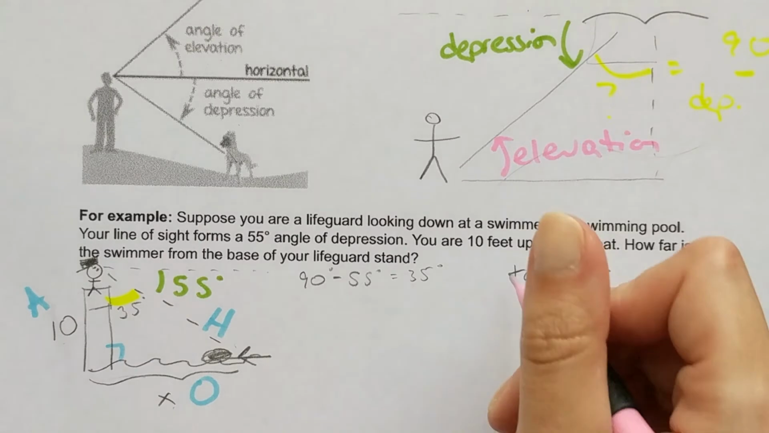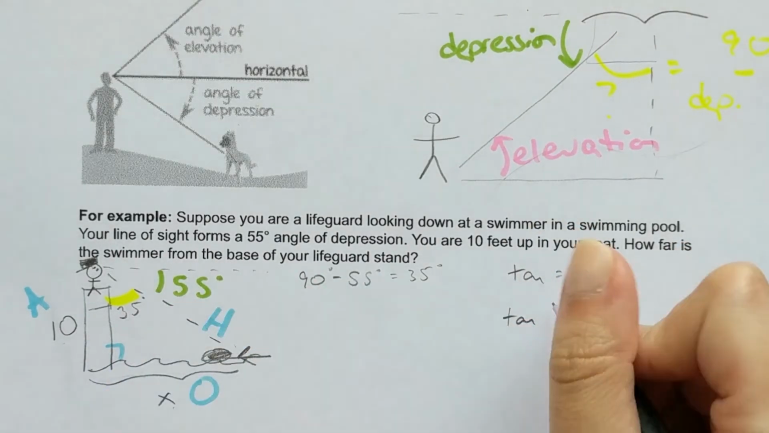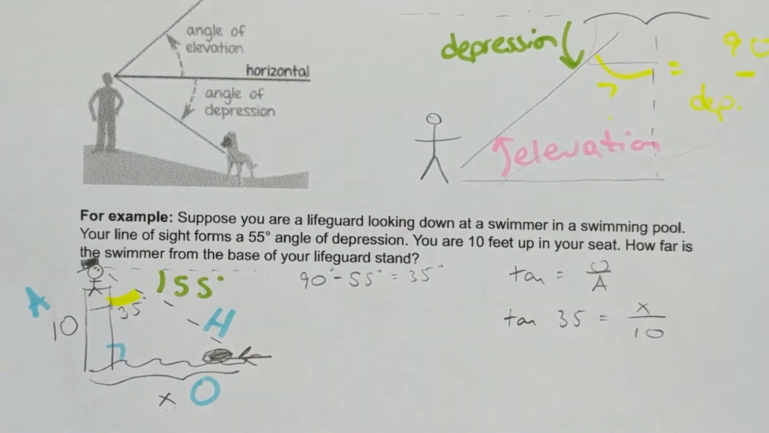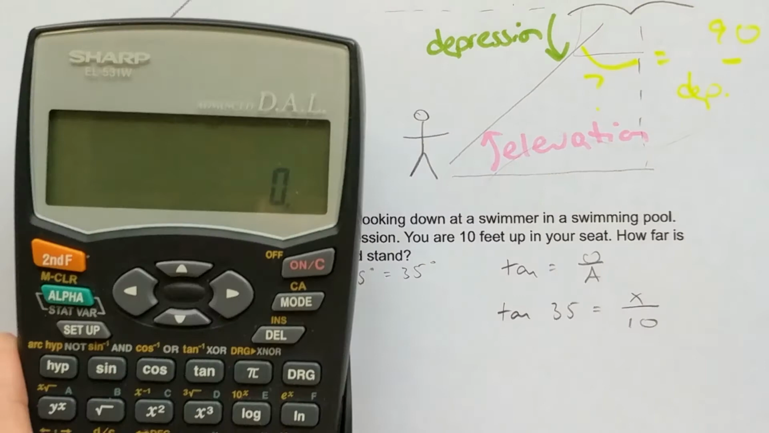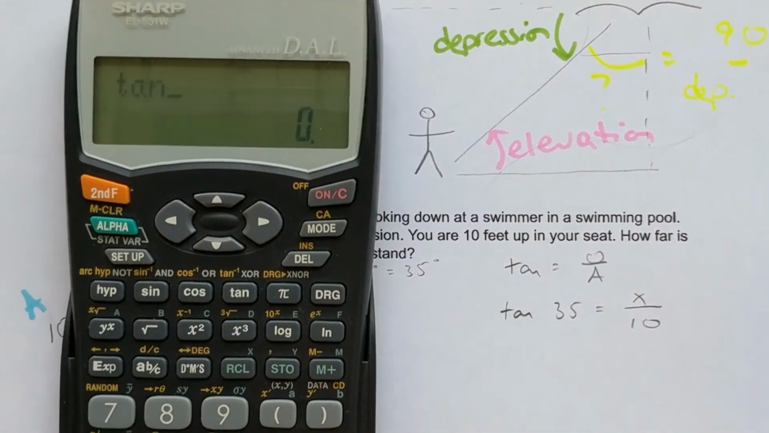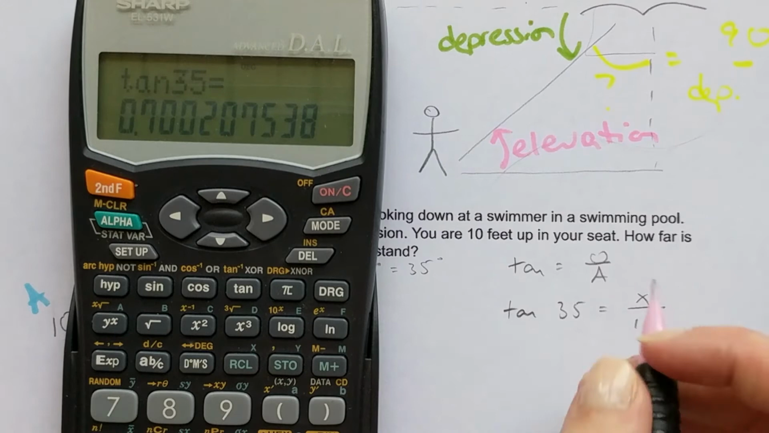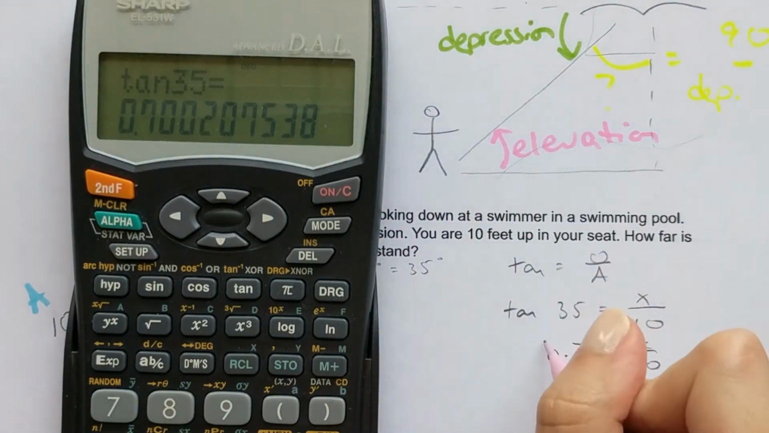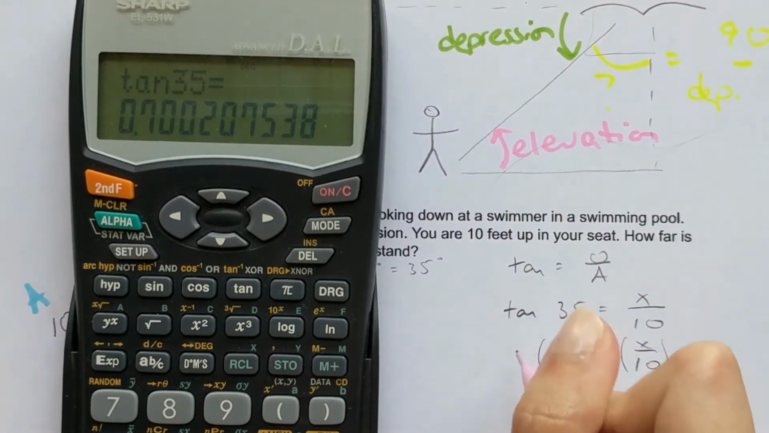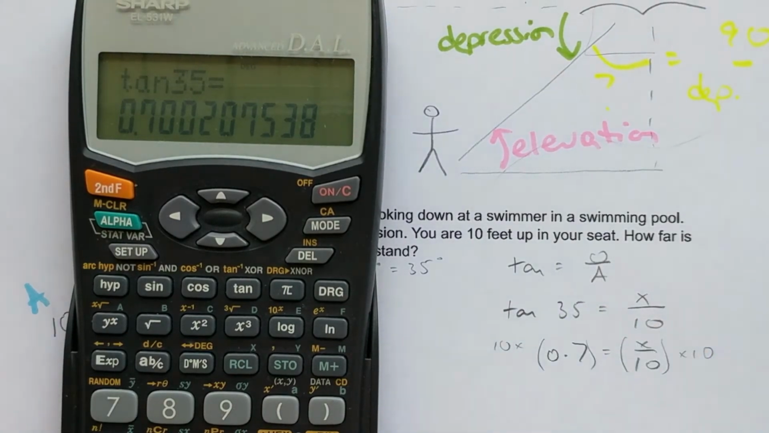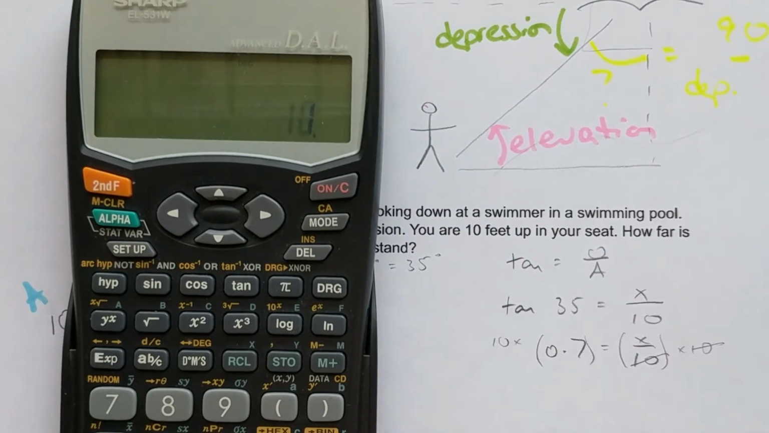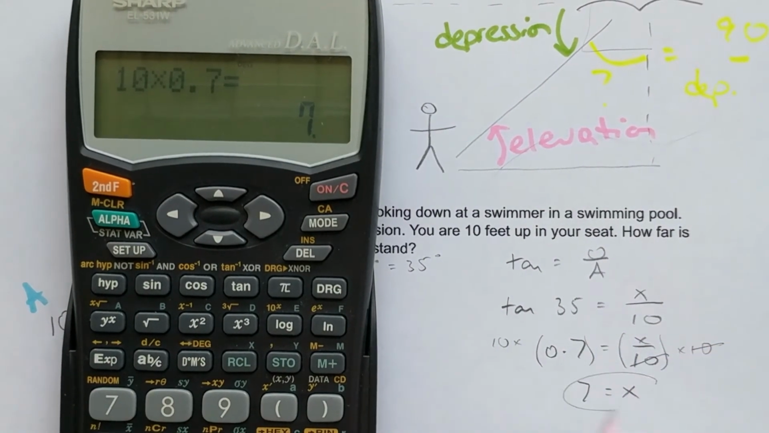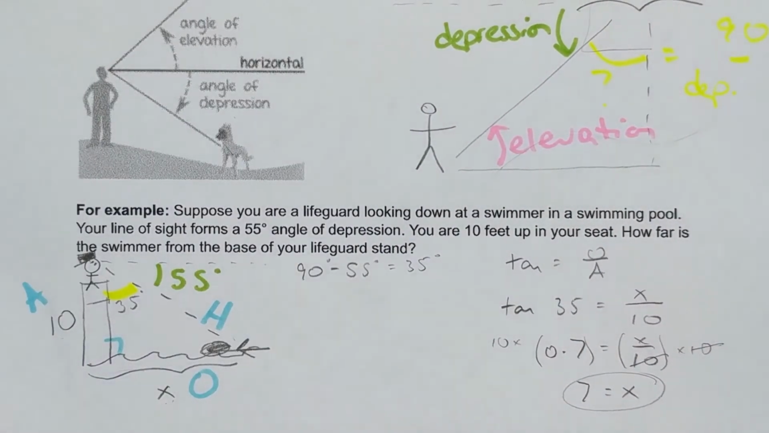Now let's fill in some information here. Tan of my angle, which is 35, is equal to x divided by 10. Now I can go ahead and type tan into my calculator. Tan 35 gives me 0.7. And then I can multiply both sides by 10 in order to get x on its own. These 10s cancel out. 10 times 0.7 is 7. So 7 is equal to x.